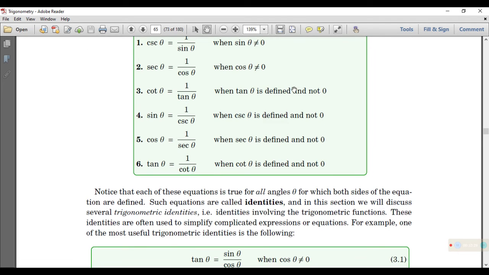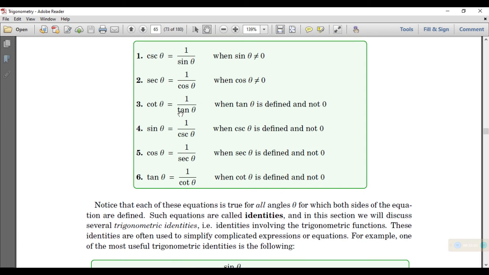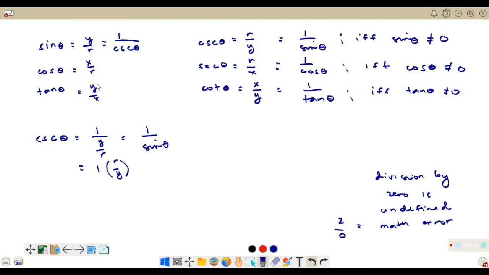So, for tangent theta, it should be defined and not equal to 0. When will it be defined? So, minsan kasi asymptotic tayo with the tangent graph. So, dapat meron kang value ng tangent theta at si tangent theta mismo ay hindi 0. Minsan kasi si tangent theta pwede siyang maging undefined. Kailan siya pwede maging undefined? Di ba, y over x siya. Si tangent theta, pwede yung maging undefined if your sine or cosine, either one of them is 0.